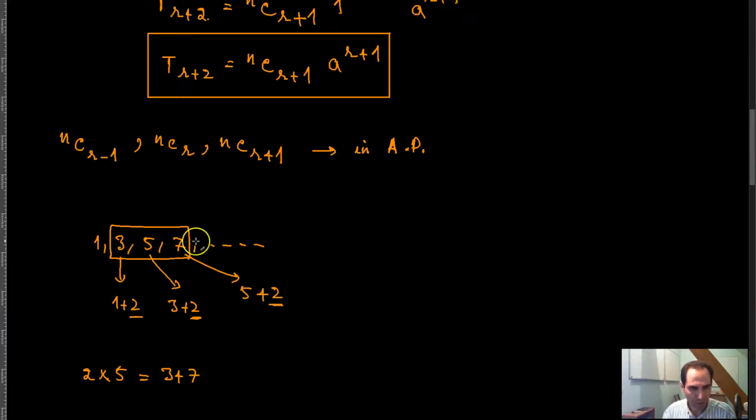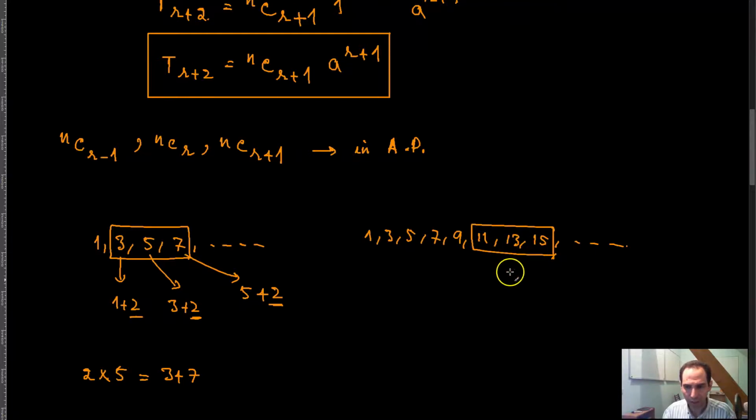If I continue the same arithmetic progression, 1, 3, 5, 7, 9, 11, 13, 15, and so on and so forth, and take any three consecutive terms, for example, 11, 13, and 15. Again, I can write the middle number, 13, is equal to 11 plus 15, and multiply this by 2. 26 is equal to 26, right?